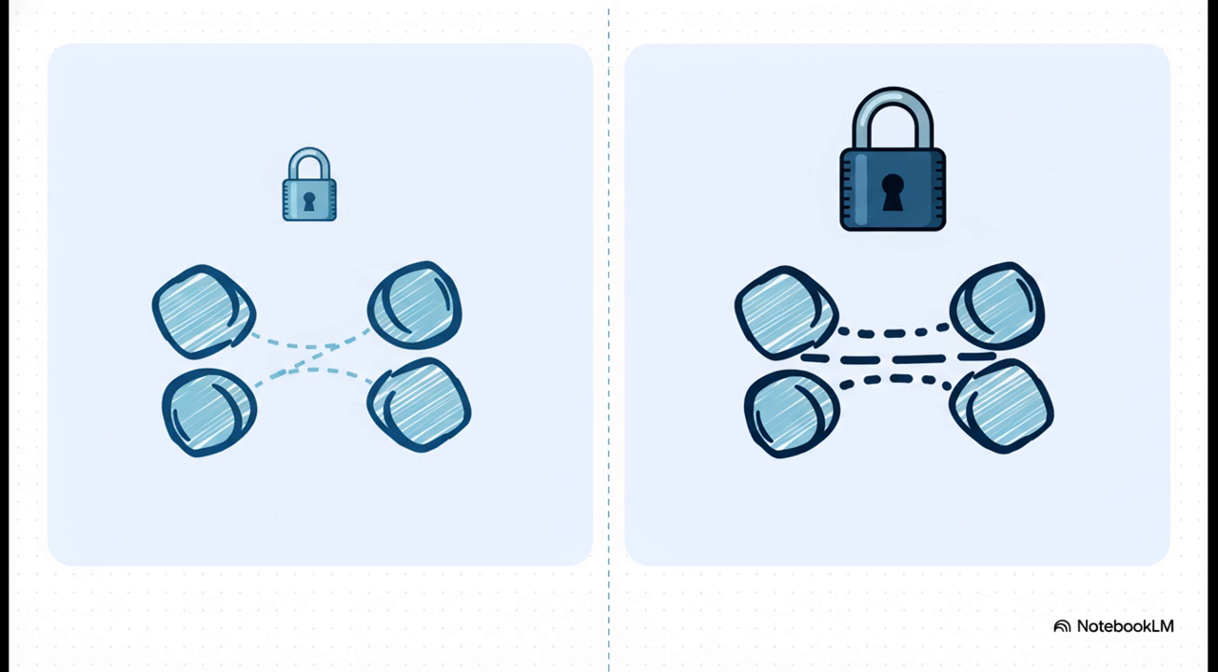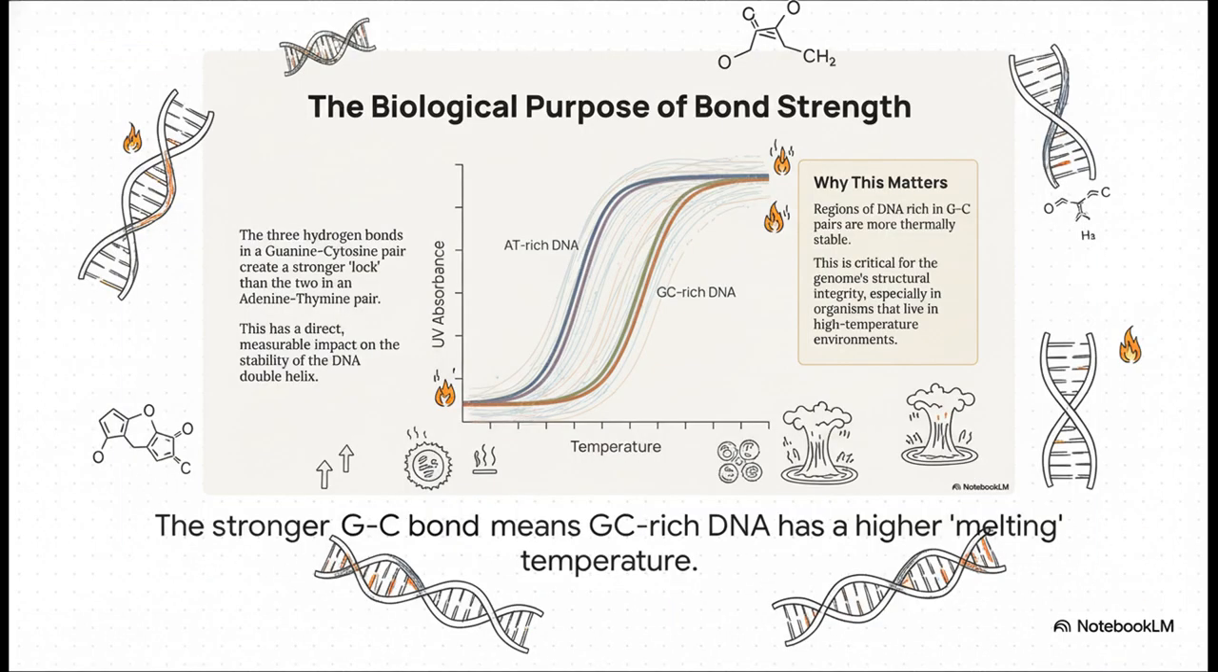And this isn't just some minor chemical detail. It has huge biological consequences. And this right here perfectly illustrates that consequence. This graph shows what's called the melting temperature of DNA. That's the point where the two strands get pulled apart. Just follow the blue line. That's our GC-rich DNA. Notice how it holds together at much higher temperatures than the red, AT-rich line. It just takes more heat, more energy to break those three strong bonds. That's absolutely critical for organisms that live in extreme environments, making sure their genetic code doesn't literally fall apart.